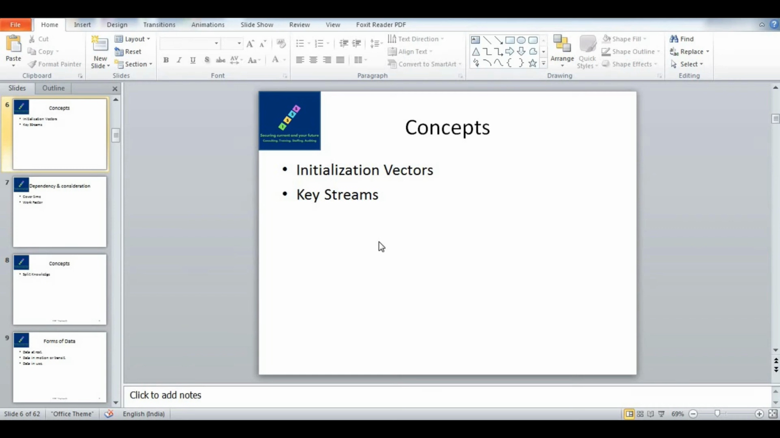Key streams are usually used in the substitution cipher or stream cipher, which gets mathematically functioned to the plain text to give you what is called a ciphertext. We'll be discussing the stream cipher in detail later.